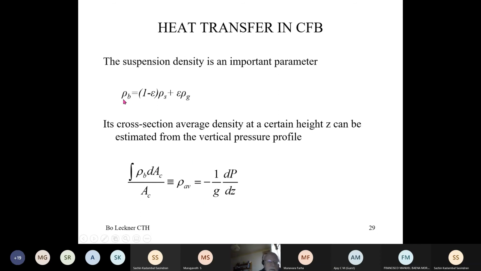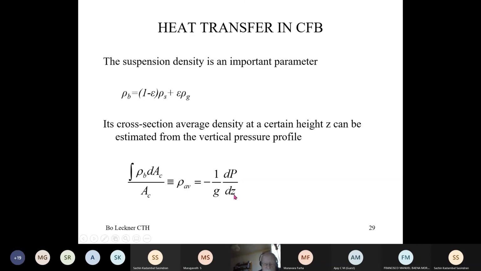We talk about the density of the bed. Density depends, of course, on the particle density. This is the amount of particles and their density of the particle themselves. This is the density of the gas and the voidage, the amount of gas. So of course this is very small compared to this. But anyway, this is the full definition, and it can be integrated over the cross section of the bed, and you get the cross section average density. And that cross-section average density can be compared with the pressure drop in the bed.